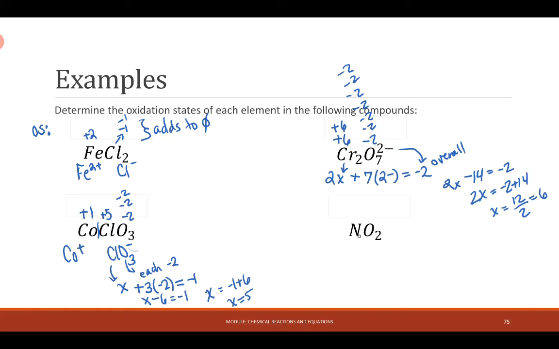For our next one, oxygen is going to get the charge that it wants first, higher priority. And so that's a -2, and I have 2 oxygens. And then I have whatever nitrogen is, and that's going to add up to 0 because there's no charge. So each oxygen's a -2, and so x minus 4 is equal to 0. And so nitrogen here is a +4 oxidation state.